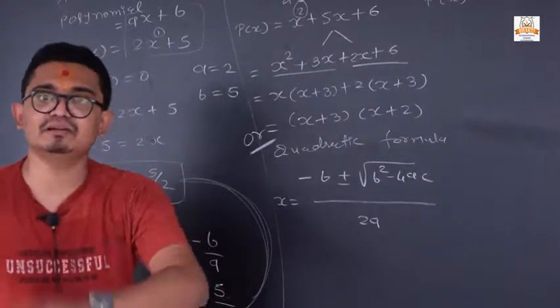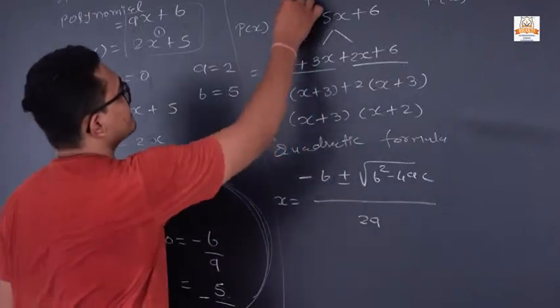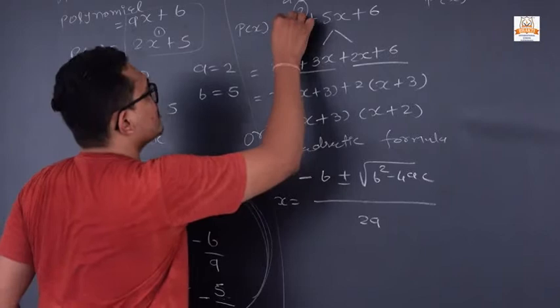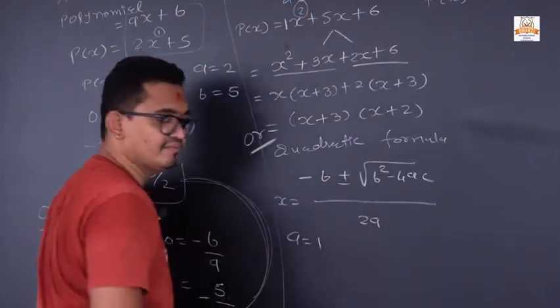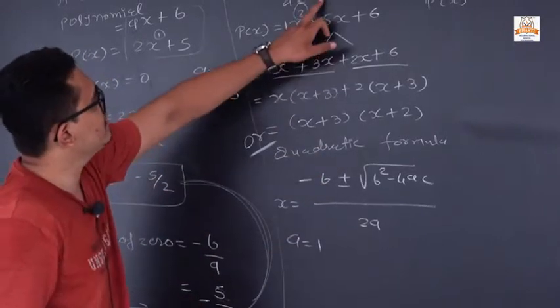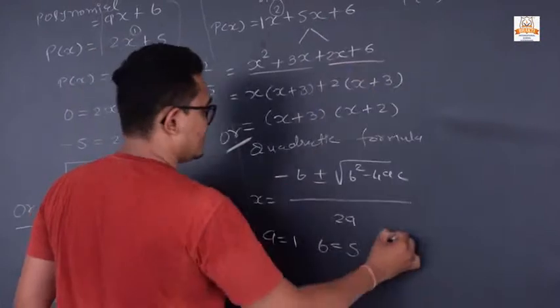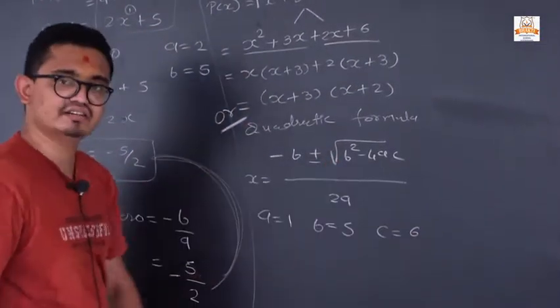So how can we implement that formula in that sum? For that we will compare with our standard. See that x square. What is the coefficient of x square? It is 1. So what is its value? a is equal to 1. What is the value of b? It will be 5. And what is the value of c? It will be 6.